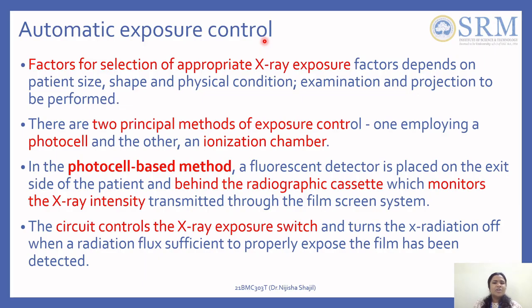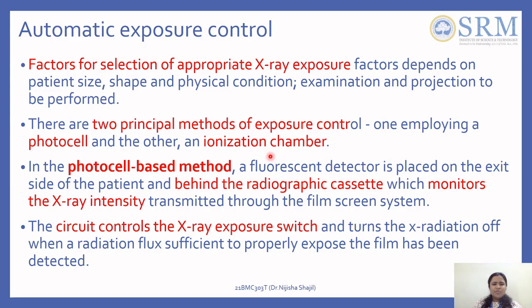All this has to be automatically controlled. If the person is thin, less energy is enough. If a person is fat, then naturally I need to give higher energy. All this can be controlled using an automatic exposure control. How is it done? With the help of a photocell, and another way is using an ionization chamber. We'll see how a photocell works.